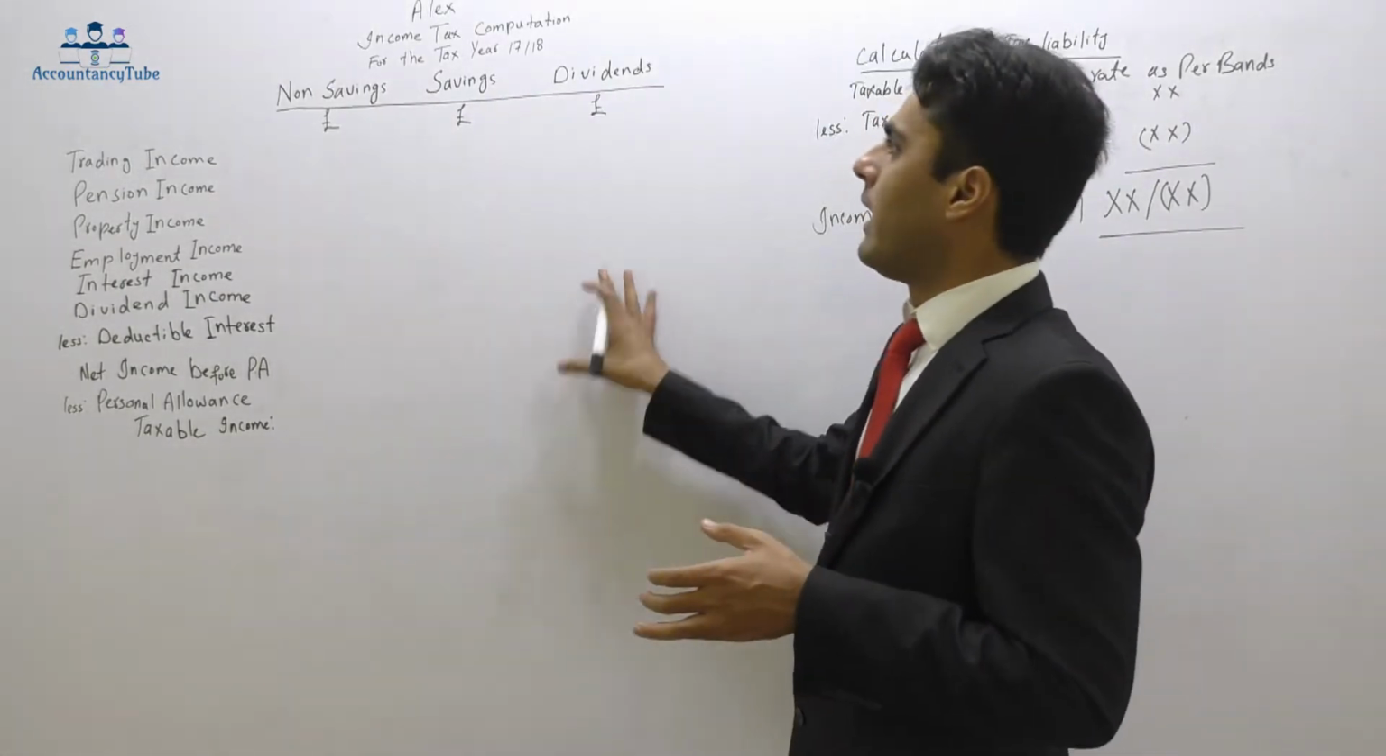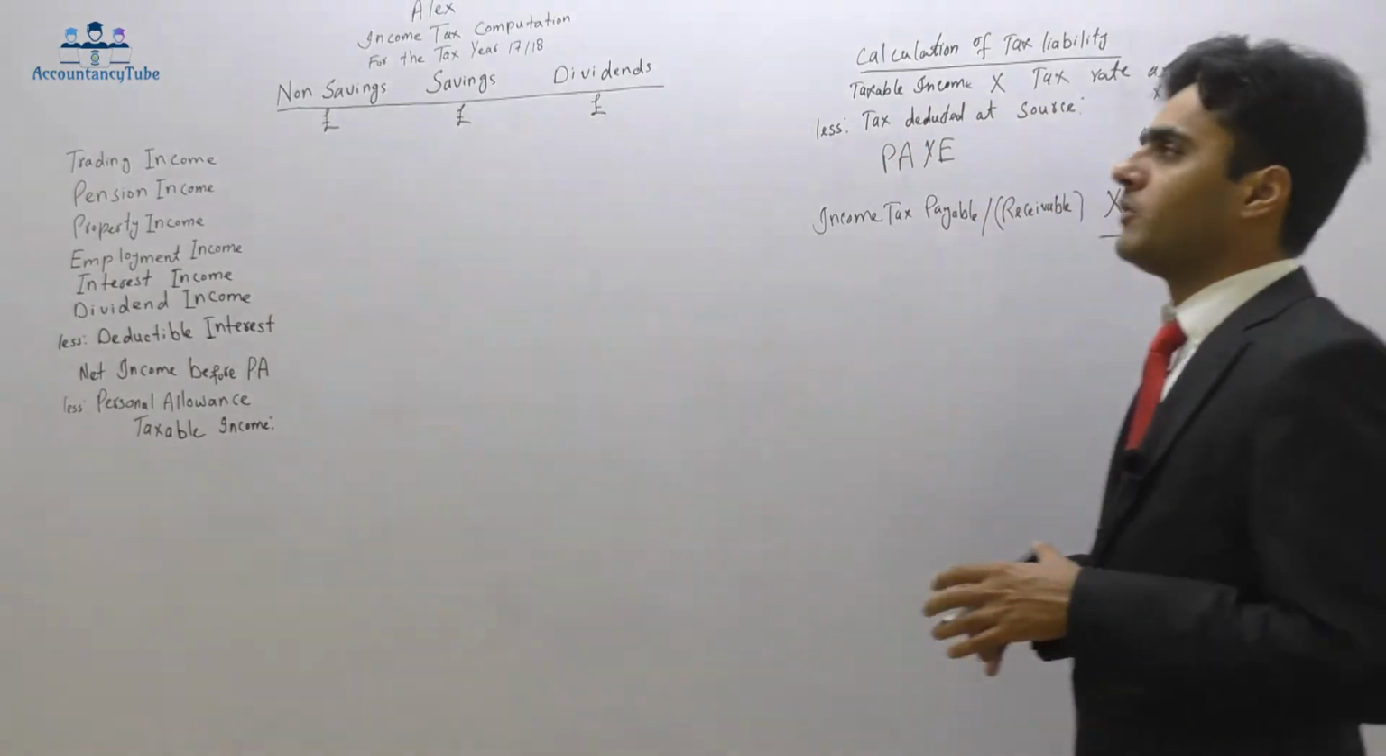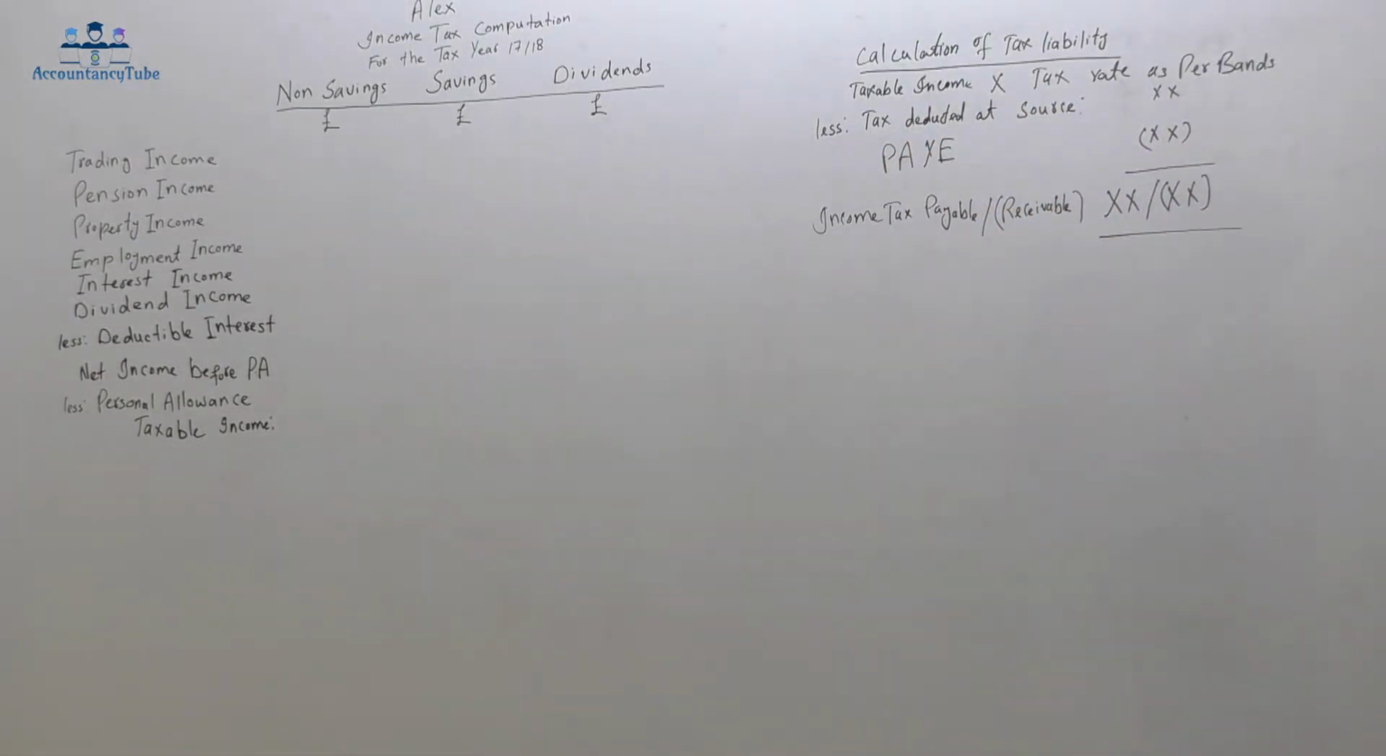Alright, so I've given the name on the top, income tax pro forma. The name of the taxpayer is Alex. Then income tax computation, that's what we are doing. And for which tax year are we doing it? For the tax year 17-18, as I've listed down on the board as well.